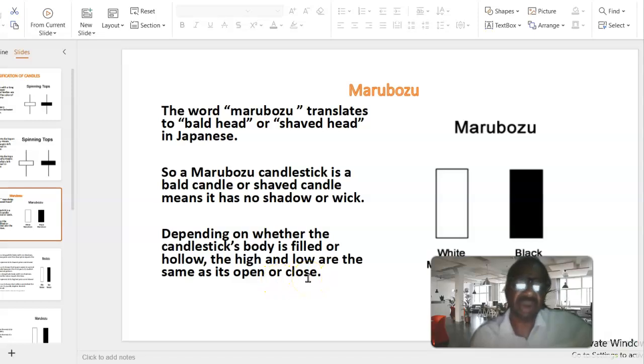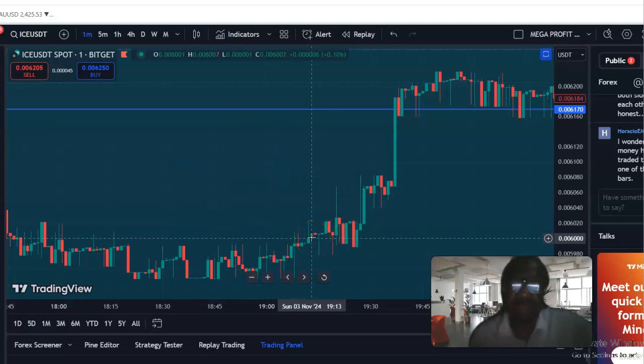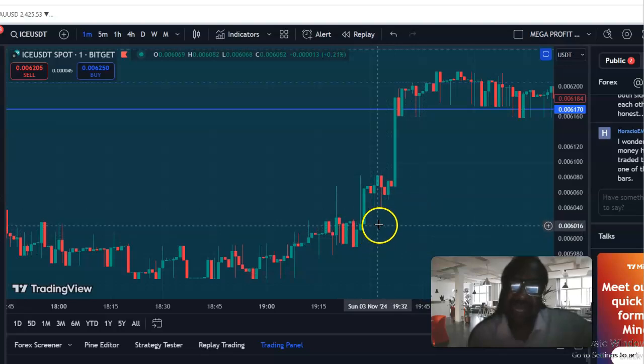Now I want us to go and identify a Marubozu in a real chart. Let's look at the chart. You can see from here, this is a Marubozu.